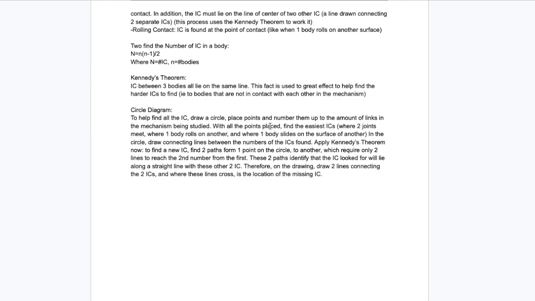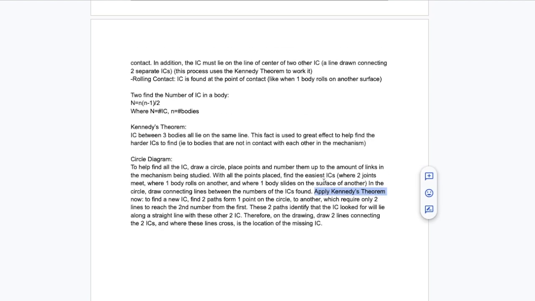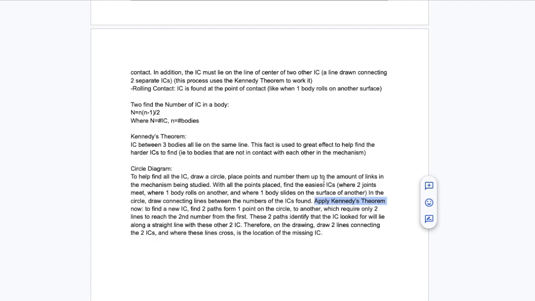The harder ones are the ones between links that do not have contact. They don't meet, and so they can be a little more complex to find. The trick is to apply the Kennedy theorem. When you use that, how would you implement it? You use this circle that you have, and the trick is to follow a path between 2 points.